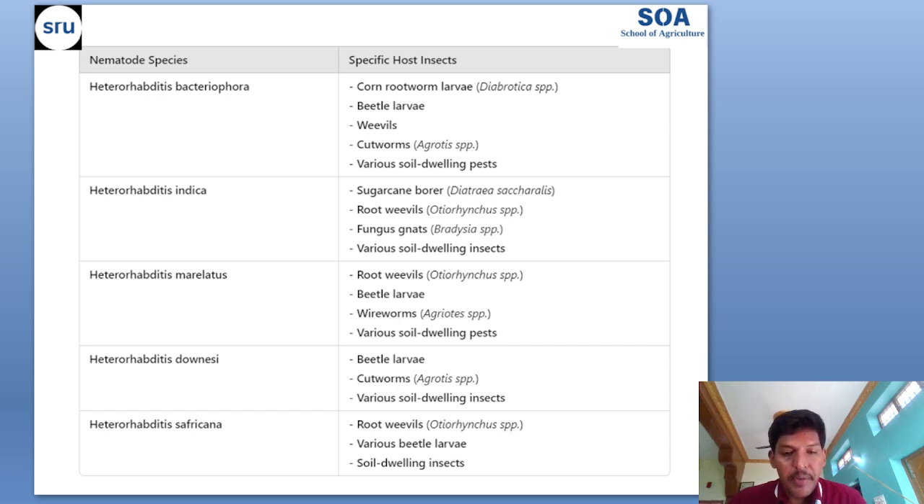Next, Heterorhabditis downesi. Heterorhabditis downesi is effective against beetle larvae, cutworms, and various soil-dwelling insects. Heterorhabditis safricana is effective against root weevils, various beetle larvae, and soil-dwelling insects.